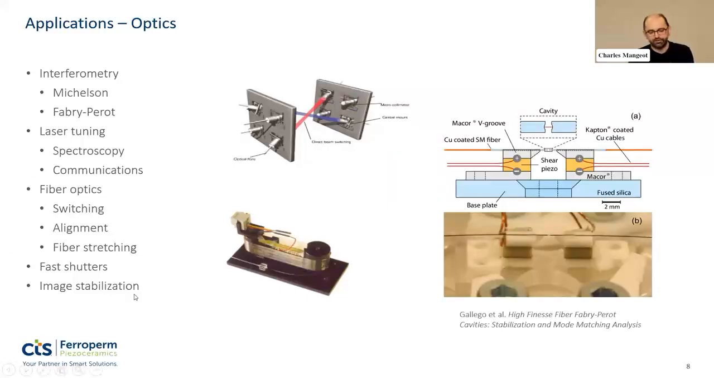Image stabilization is also interesting. That goes back to stabilizing or absorbing vibration, and it's used, for example, in defense applications. If you have an imaging device on a helicopter, for example, and it has to be able to see very far away, then it needs to be stabilized very precisely.